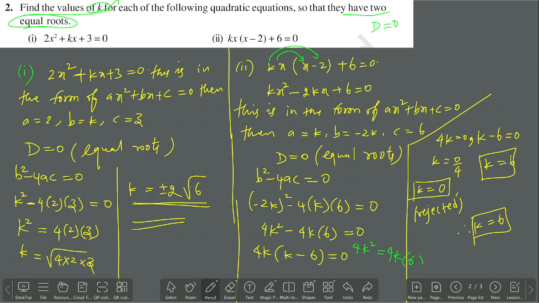4k into 6, 4 cancels. K cancels. K equal to 6, they will be giving one answer. We lose one answer, you know. We are getting only one answer. How many answers should we get? 2 answers. We lose one answer.